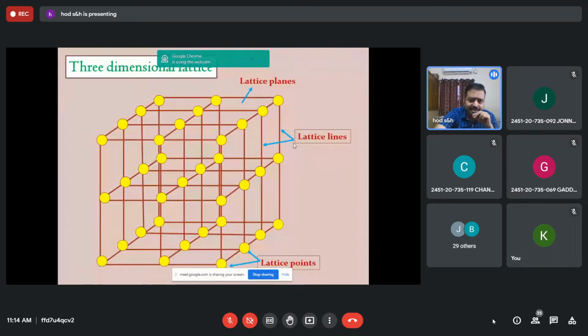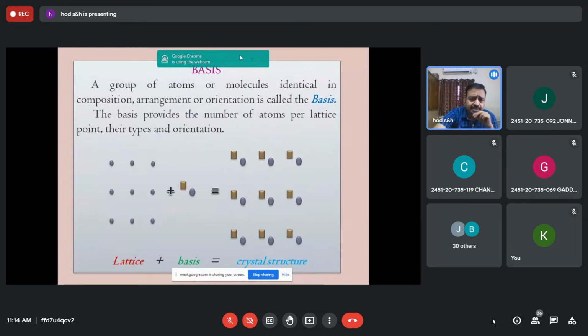This is for understanding sake only. So this is a lattice plane, lattice lines, and lattice points. If you go through this, you can understand. And this is the definition of basis. A group of identical atoms or molecules which are identical in composition and arrangement is called a basis. Actually it is the composition of a material. So the association of a basis with lattice will give you the crystal structure.